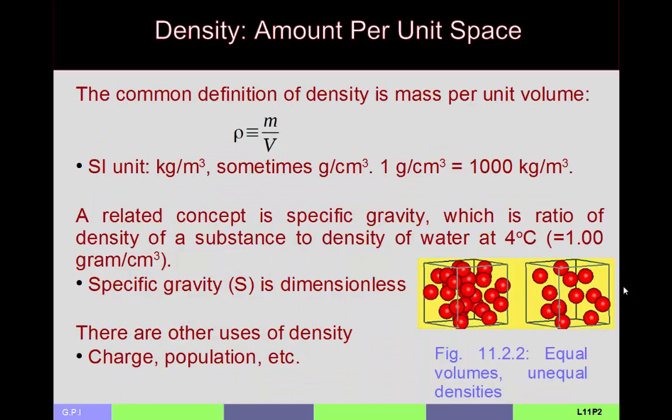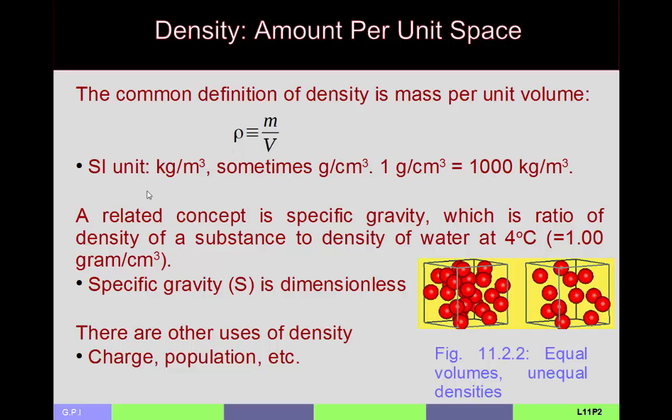So to begin this particular part of the lecture, we need to first define a concept which many of you are probably familiar with already, and that concept is density. Density is commonly defined as mass per unit volume. So this is density defined.